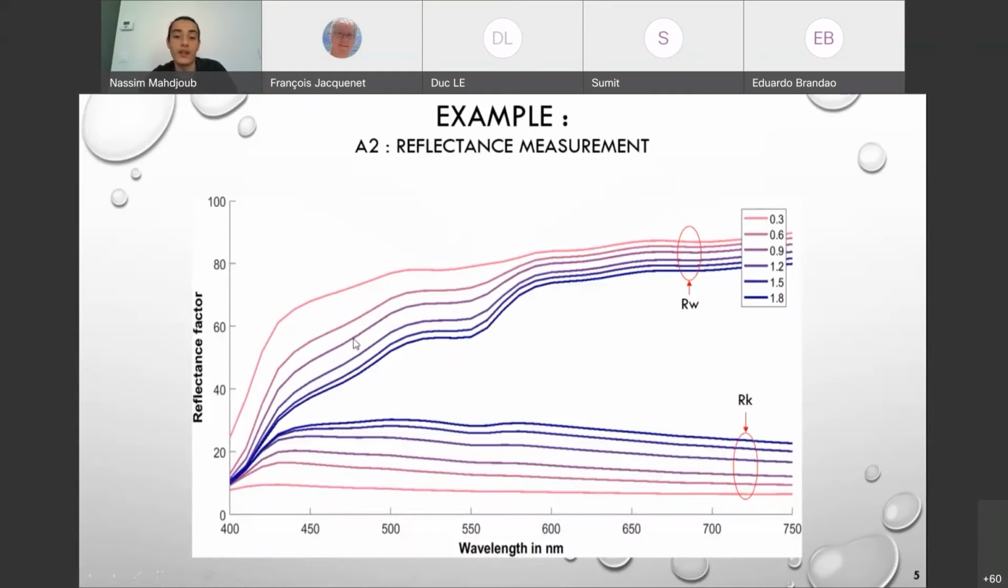So here we have an example of our materials to illustrate what we said. The material is called A2, and this figure shows the evolution of the reflectance factor in terms of wavelength. This is for the white background, we call it RW, and this is for the black background, we call it RK. For the black background, we see that we have more reflectance for more thickness, and for the white background, it's the inverse.